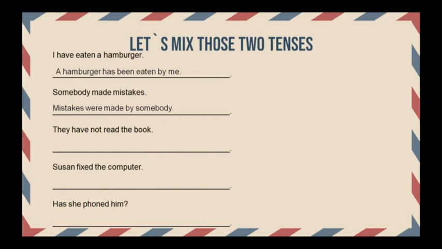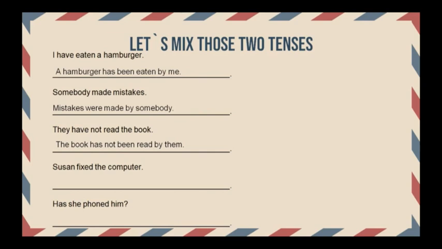Okay, let's move on. They have not read the book. Okay, so they is subject, have not read is a negative form of present perfect simple, and the book, great, is an object. So the book has not been read by them. Here you can also see that they in an active sentence is a subject pronoun, and them is an object pronoun in the passive sentence.